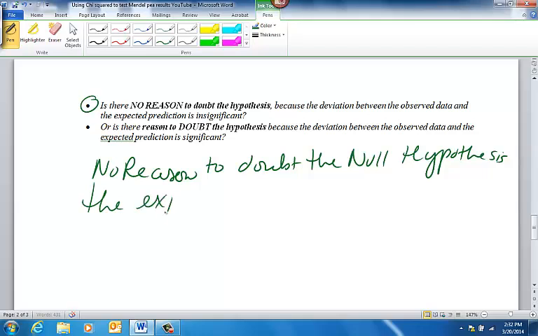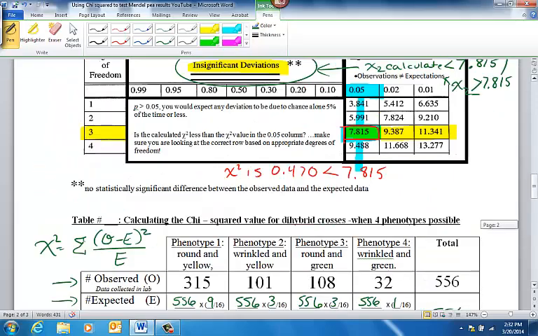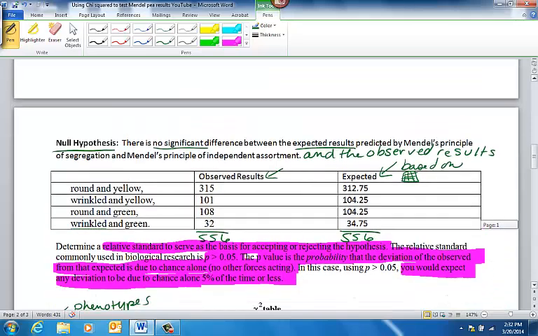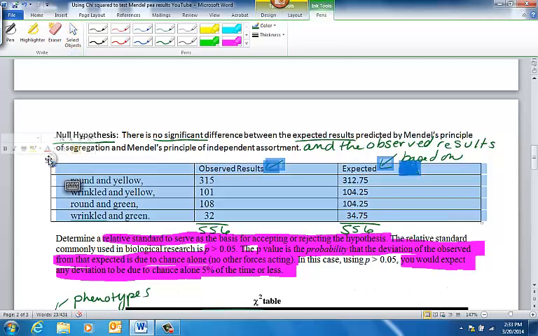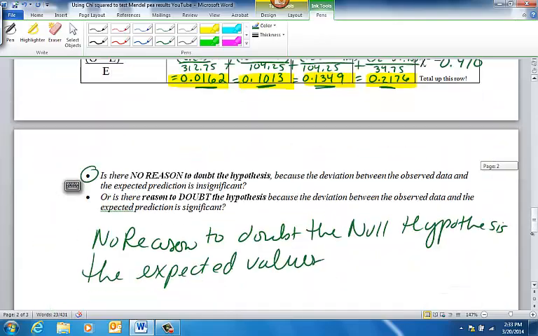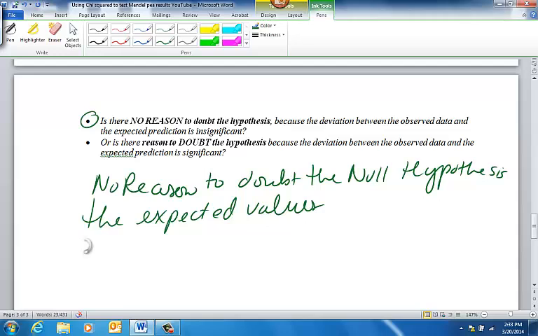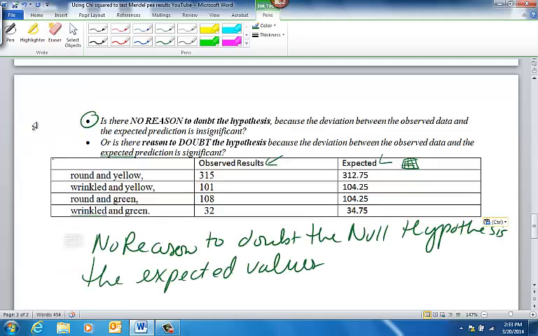The expected values, let's see if we can steal this table. Let's put on the arrow clip. Copy. Okay.